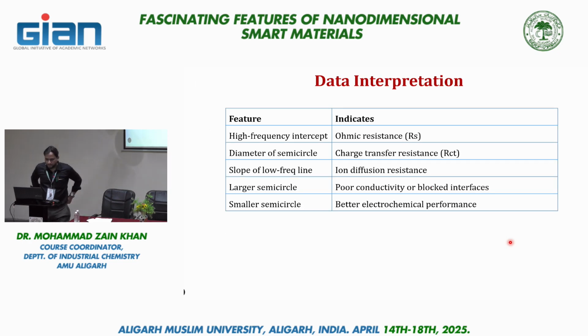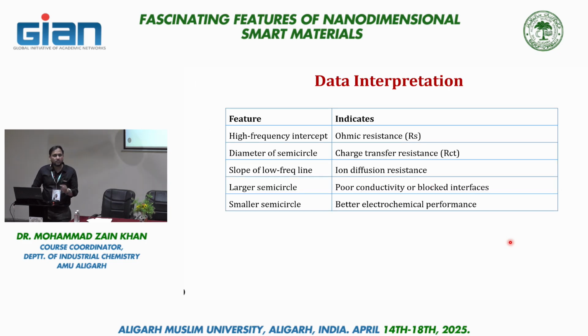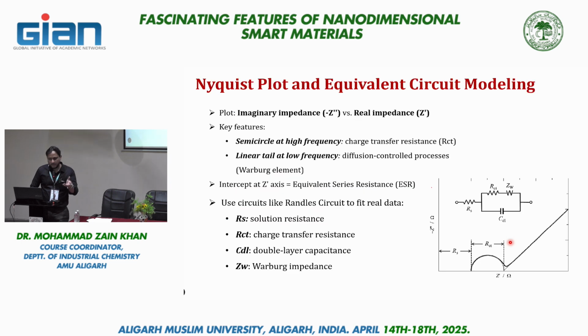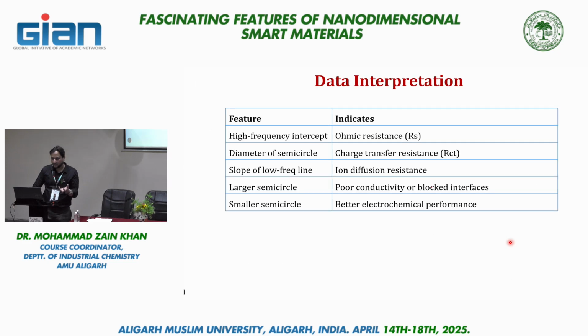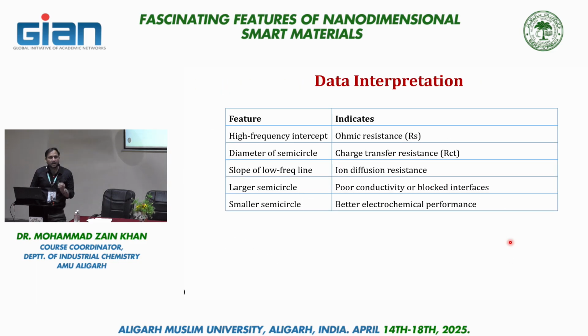Now data interpretation. The high frequency intercept in this curve, on the left side we have the high frequency region, on the right side we have the low frequency region. It is the ohmic resistance. The diameter of the circle gives you the information about the charge transfer resistance. The larger the semicircle, larger the diameter, means poor conductivity due to diffusion limitations or maybe some other reasons. Smaller the circle, smaller the diameter, shows lower resistance, and your system has very good electrochemical properties.